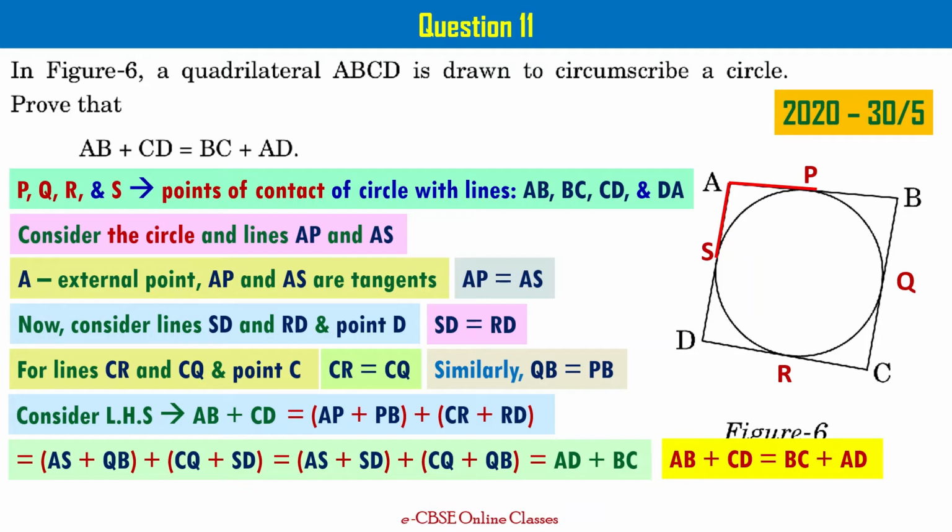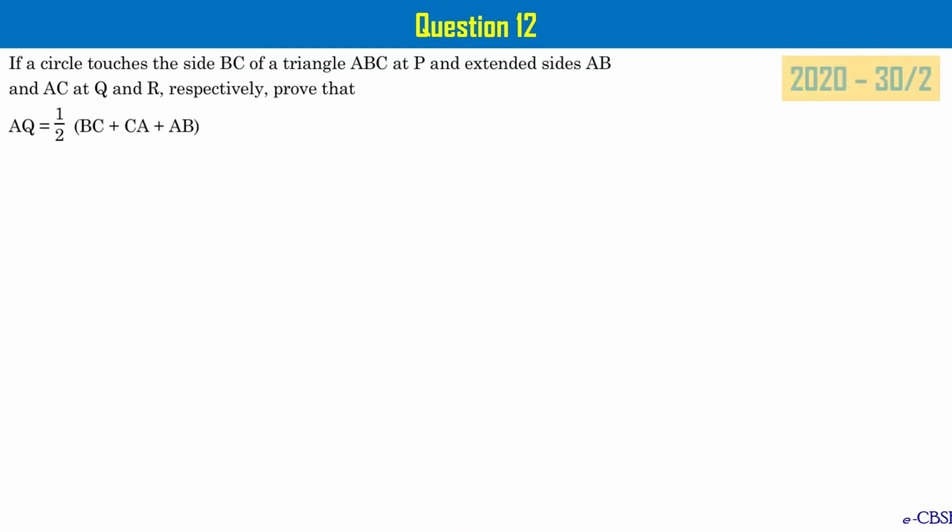Let's go to the next question, that is question number 12. If a circle touches the side BC of a triangle ABC at P and the extended sides AB and AC at Q and R respectively, then prove that AQ equal to half of BC plus CA plus AB. Let's read the statement carefully and try to draw the picture first, as they have asked us to.